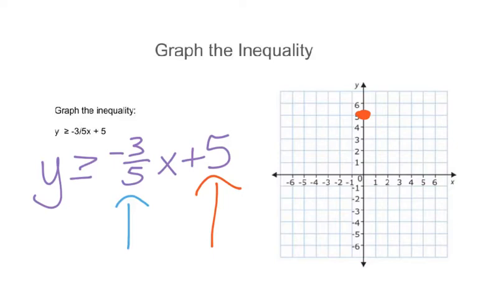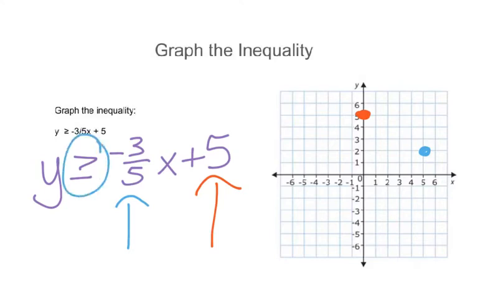So the rise is down 3. Then I'm going to run over 5. I can do that in the other direction as well, but it takes me off my graph, so I'm not going to worry about that.